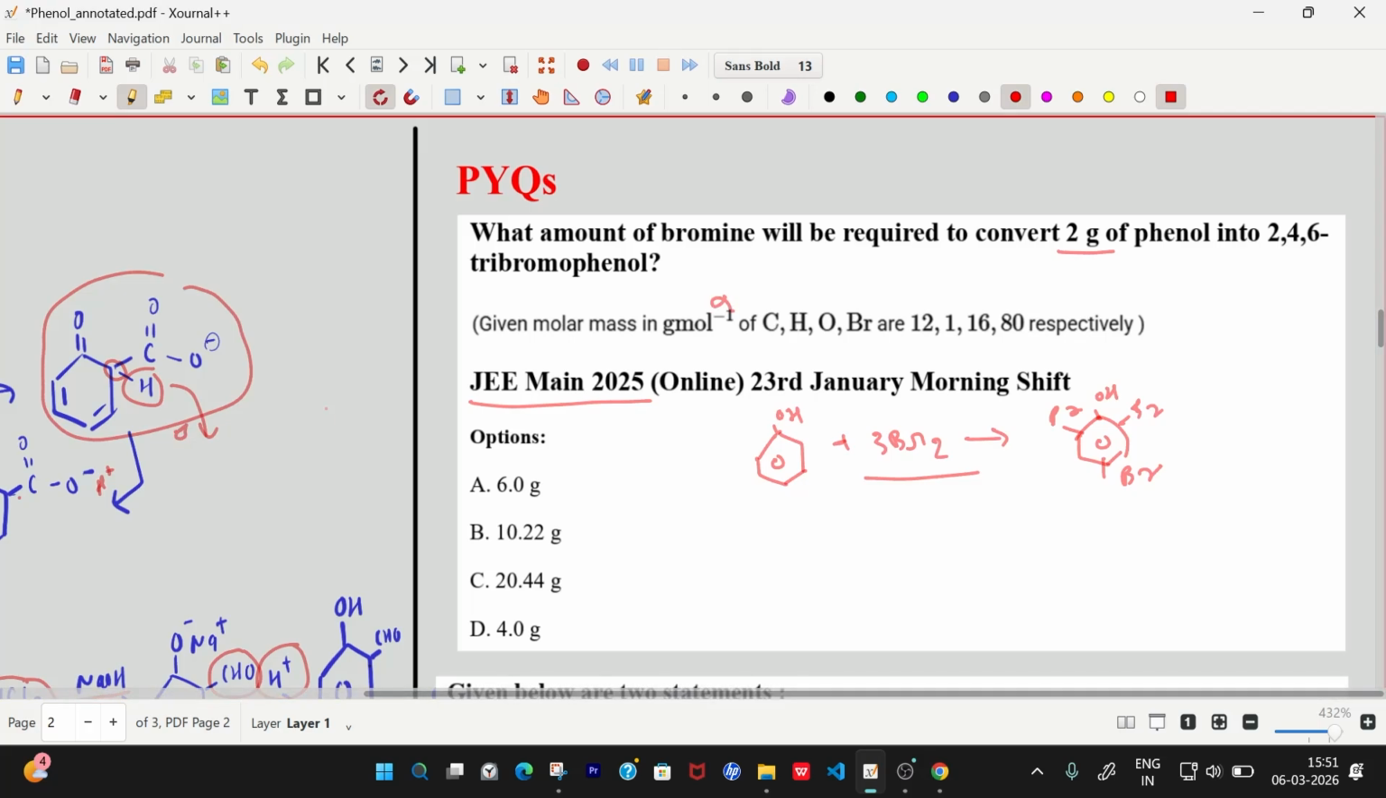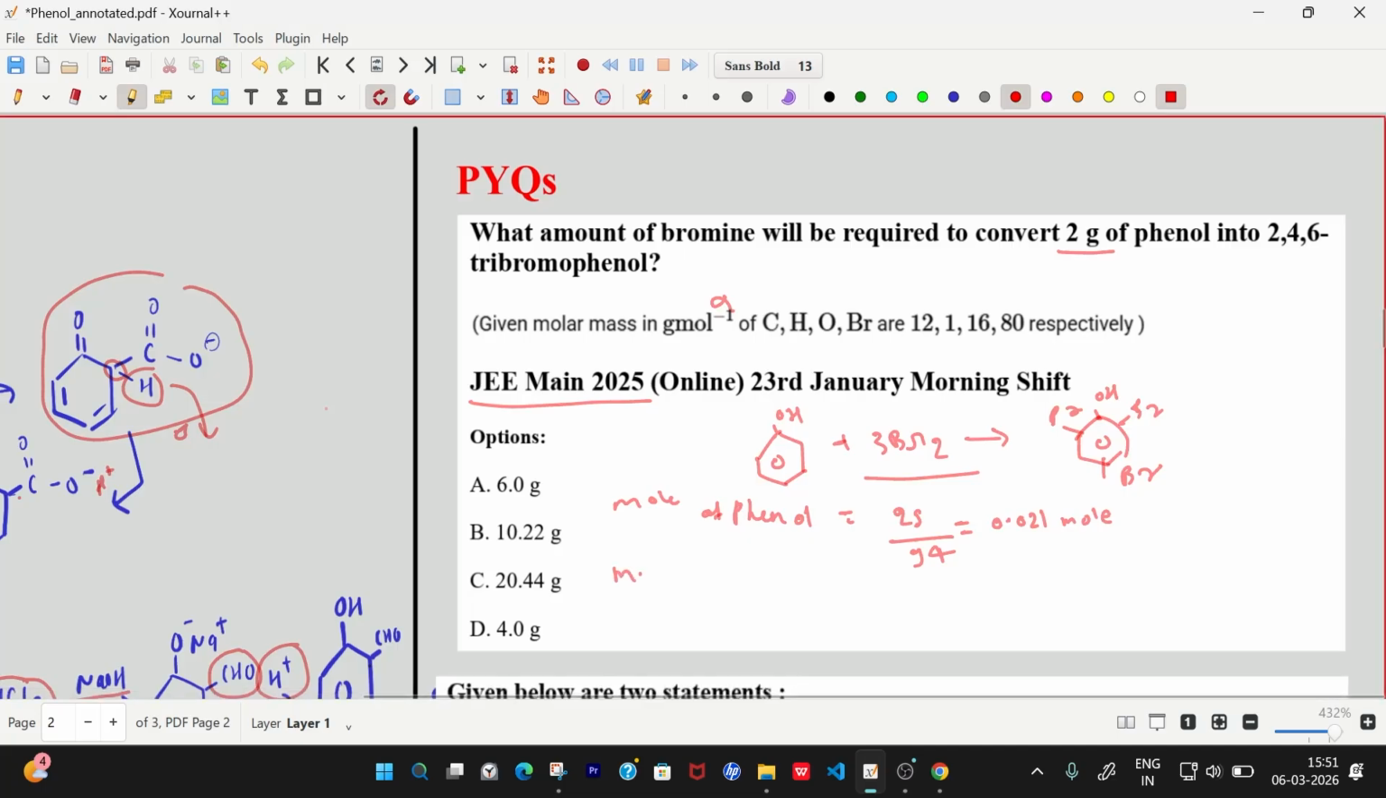Moles of phenol usage here. Okay, so moles of phenol is 2 gram divided by molecular mass of phenol, that is 94, and we are getting 0.021 mole.